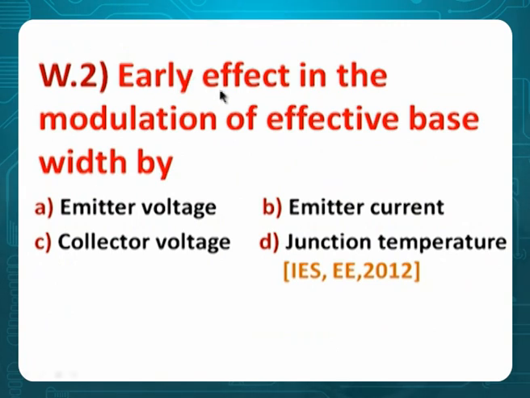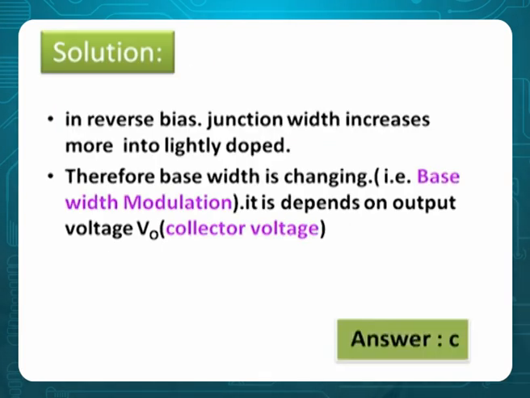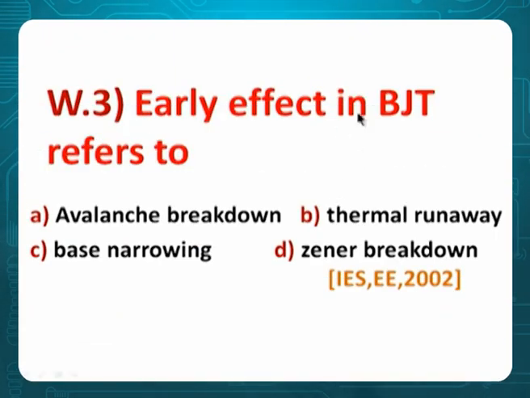Problem 2. Early effect is the modulation of effective base width by: emitter voltage, emitter current, collector voltage, junction temperature. The option is collector voltage. Collector voltage is the option here. So option is C. Early effect in BJT refers to avalanche breakdown, thermal runaway, base narrowing, or zener breakdown. Option is base narrowing. So option is C.